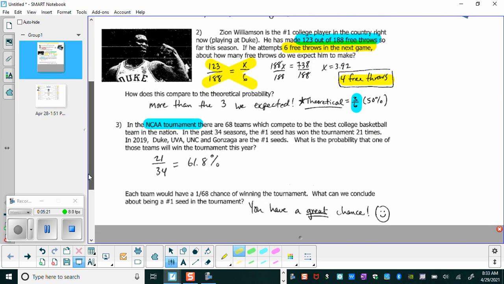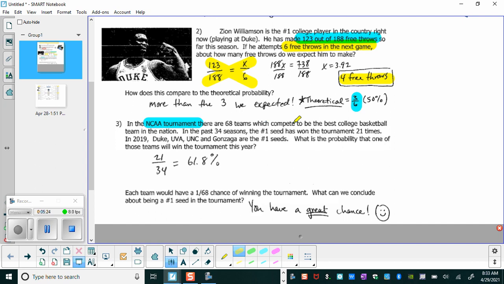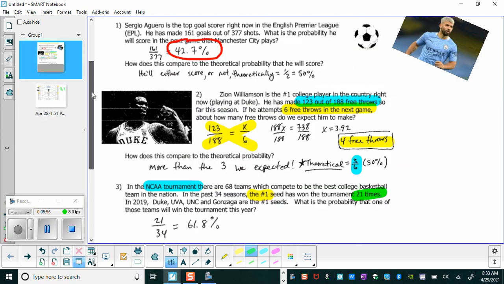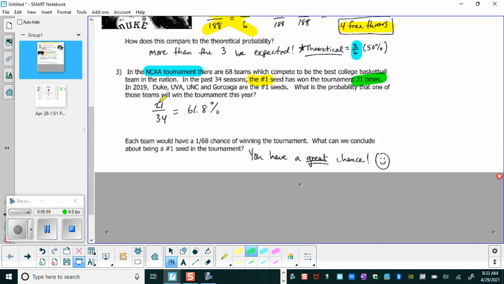So back to our problem. In the NCAA tournament, there are 68 teams which compete to be the best in college basketball. Now, in the past 34 seasons of the tournament, one of the number 1 seed teams that I had just highlighted has won the tournament 21 times, all right? So going into the tournament, being one of these number 1 seed teams, it looks like 21 times one of these teams has won the tournament. So you want to be one of these yellow teams going into it because there's a good chance you're going to win the tournament. And how do I know this? Well, we just say 21 times out of the 34 seasons. That means that 61.8% of the time we have a number 1 seed winning.